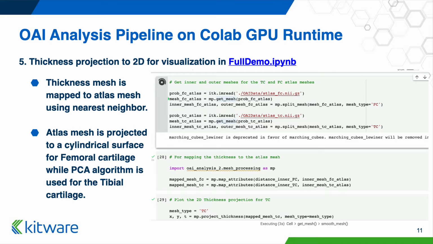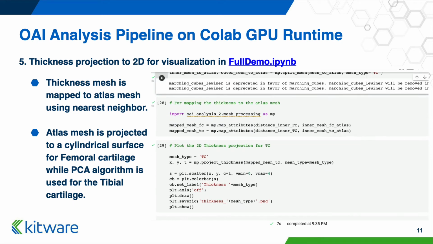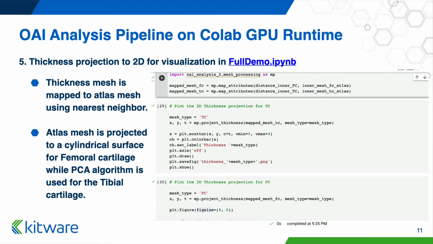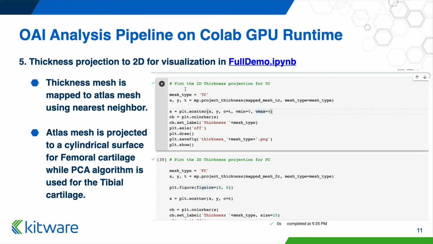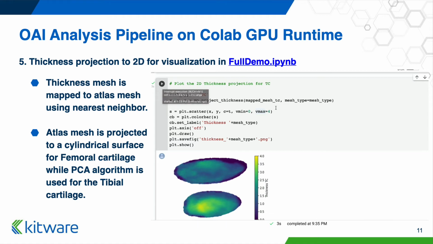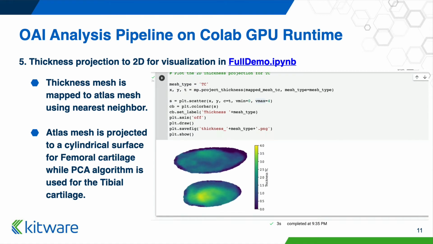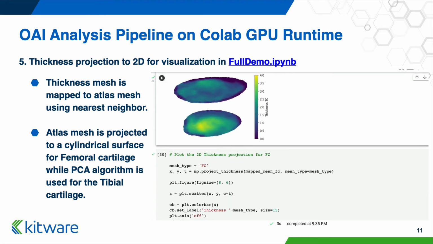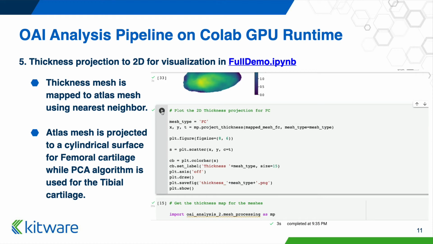For 2D visualization, the 3D thickness map first needs to be mapped to a 3D atlas mesh. For this, we use the nearest neighbor method. The mapped atlas mesh is then projected to 2D surface. For the femoral cartilage, we use a cylindrical surface, while for the tibial cartilage, we use the PCA algorithm for projection. The mapped thickness mesh in 2D is shown here. 2D visualization is helpful in easily understanding the progression of the osteoarthritis.